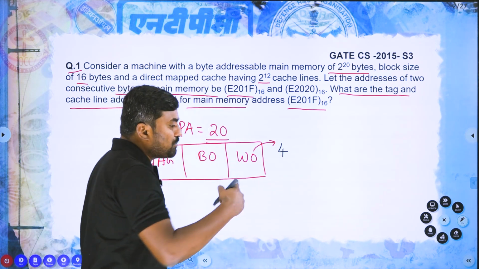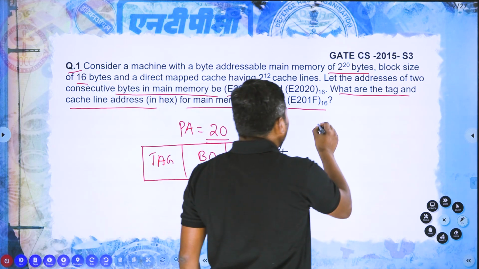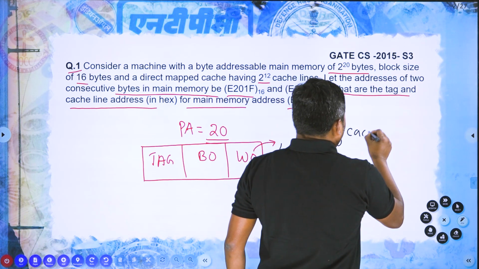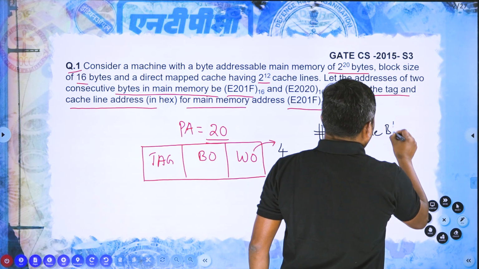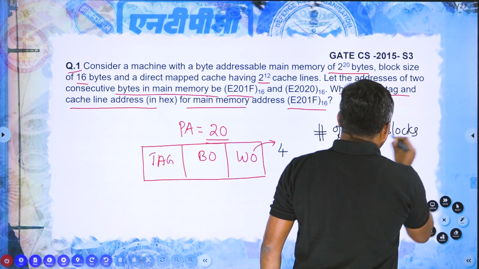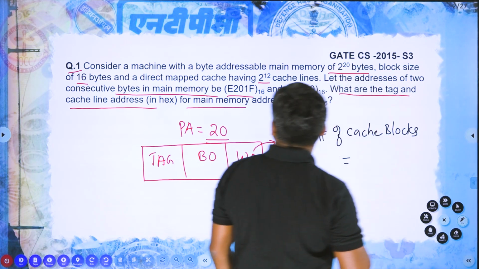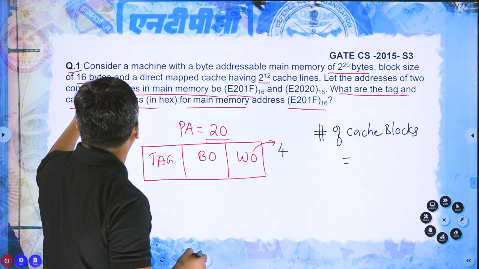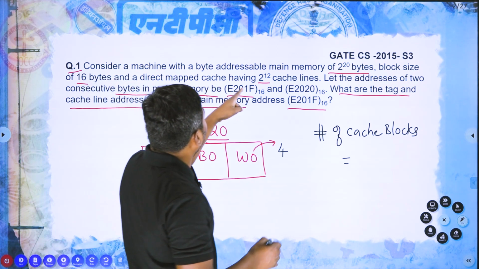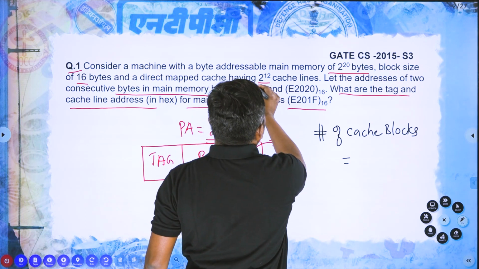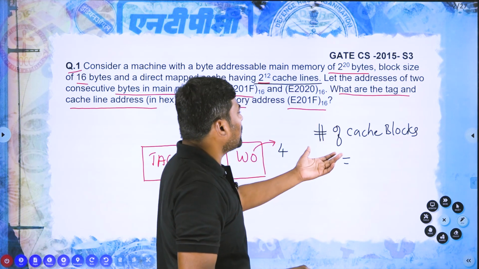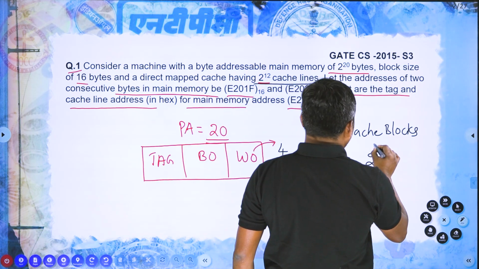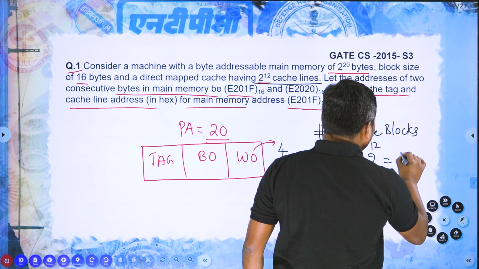Now block offset depends on the number of blocks. First of all, we need to find out the number of cache blocks. How to get the number of cache blocks? Very simple, cache size by block size, but it is already given, you understand. Direct mapped cache having 2 power of 12 cache lines. Already given the number of cache blocks. How many are there? 2 power of 12 cache lines are there. This is nothing but 4K only.